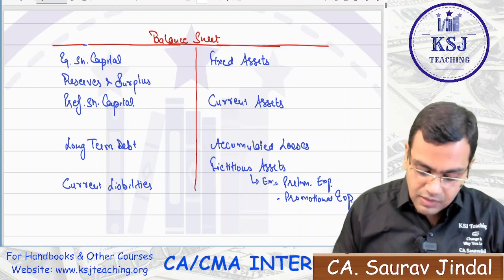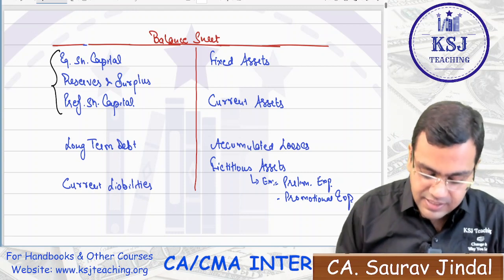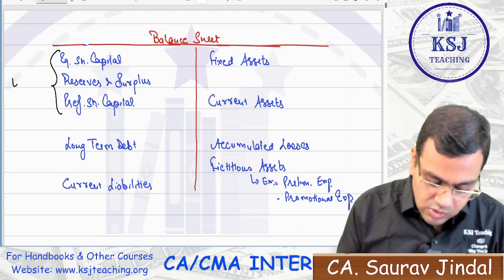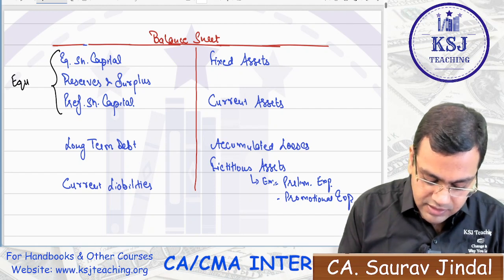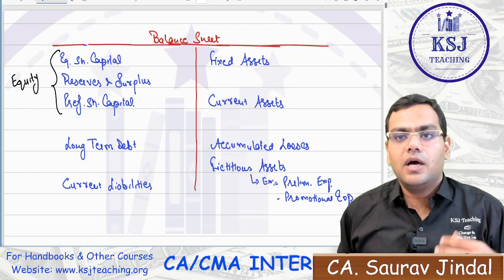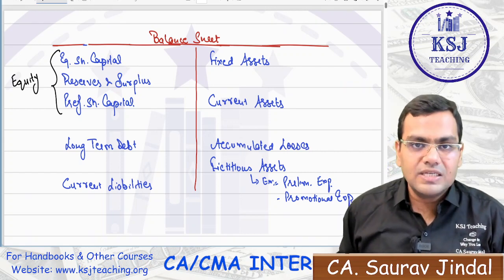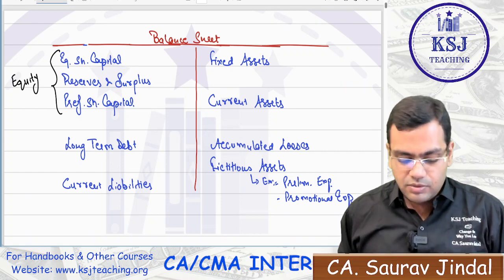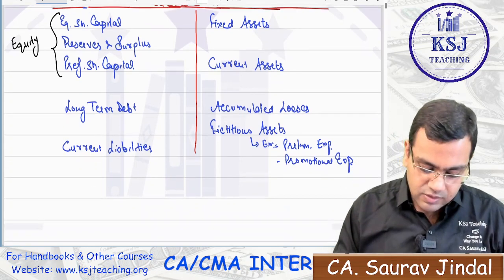Now, what is there, sir? If you combine these three things, this is known as equity. Equity or proprietor funds or owner's capital. So we'll discuss it. Broadly, it is known as equity.